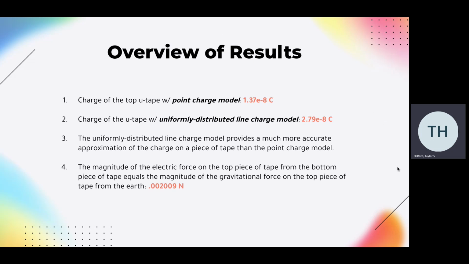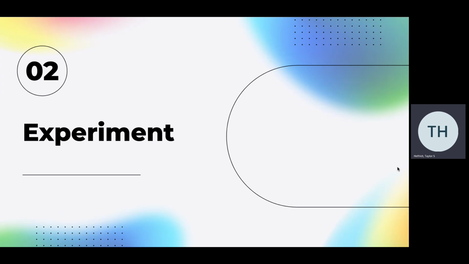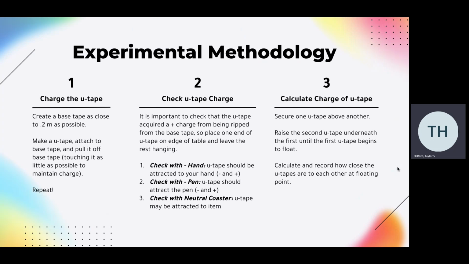A quick overview of the results is that the charge of the top tape with the point charge model is 1.37 e to the negative 8 coulombs, whereas with the line charge model, it was 2.79 e to the negative 8 coulombs. And I believe that the line charge model is a much more accurate approximation of the charge of the piece of tape. We also found the magnitude of the electric force and gravitational force to be the same, and it was equal to 0.002009 newtons.